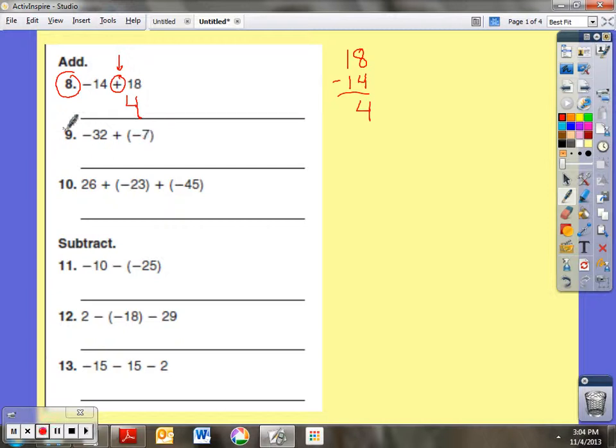If I look at number 9, signs are different, or signs are the same. A negative plus a negative. When the signs are the same, I just add. 32 plus 7. I'll ignore the negatives right now. That gives me 39. Signs are the same, so my answer is the same, so it's negative 39. It's you owe me $32 plus you owe me another $7. You owe me now $39. Owing is a negative.